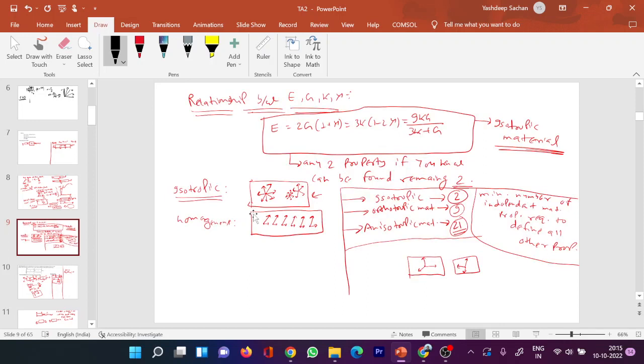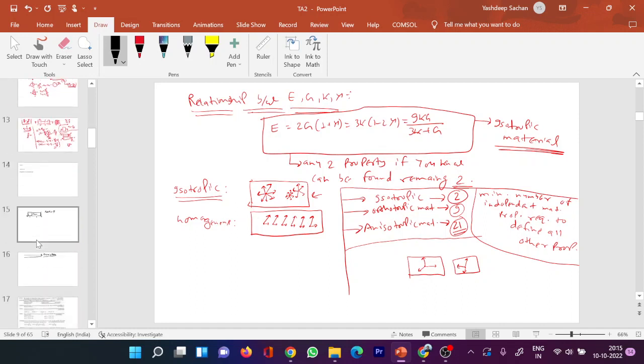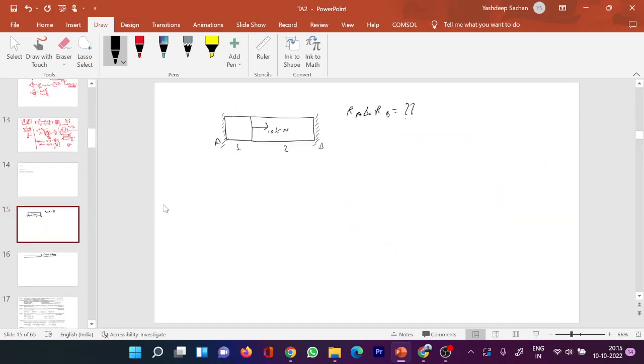Now, what is there? Same question, I think here also we have to do. We can easily do this. Till now, one part was open, but here what happened? Both are closed. Both are fixed.